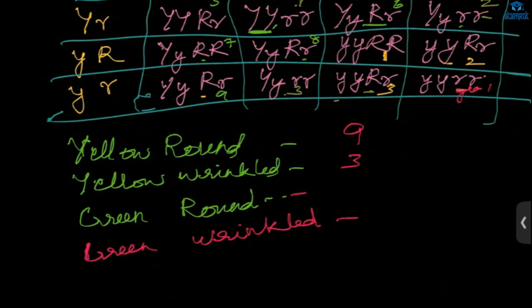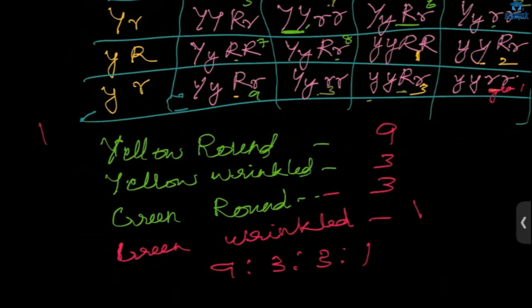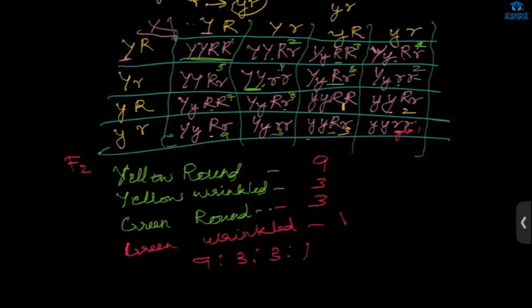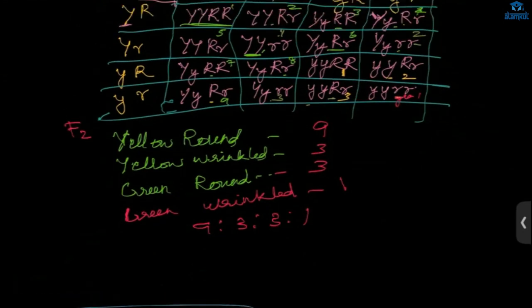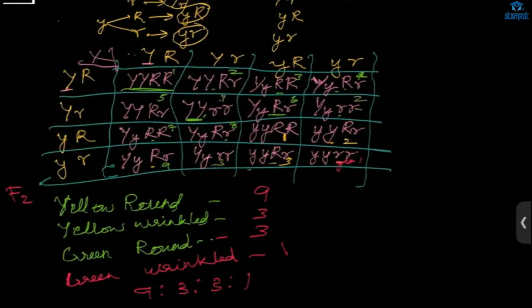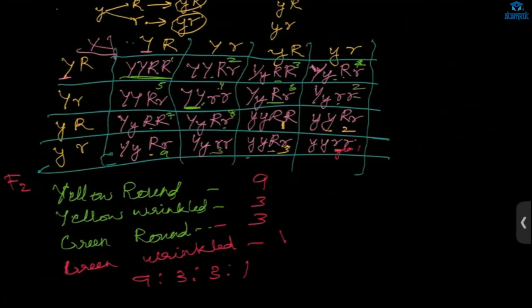9, 3, 3, 1. So in the F2 generation, the phenotypic ratio is 9:3:3:1. Got it? The genotypic ratio will be more complicated, right? Yes. We have to count everything. How will you do the genotypic ratio? Shahzan, find out. How will I do the genotypic ratio?